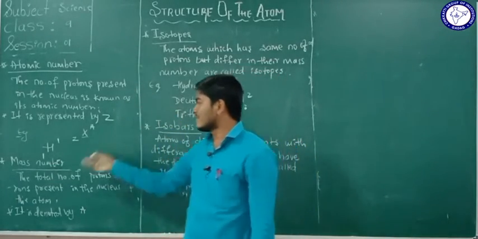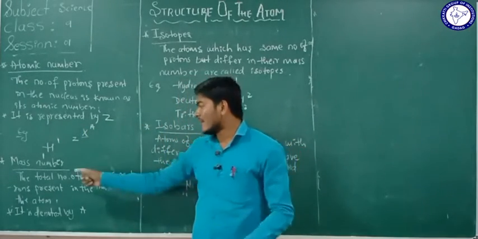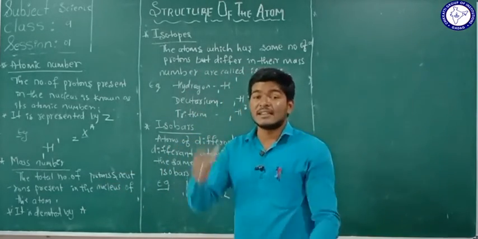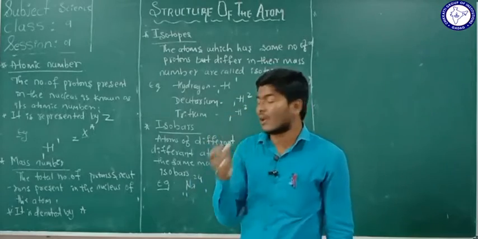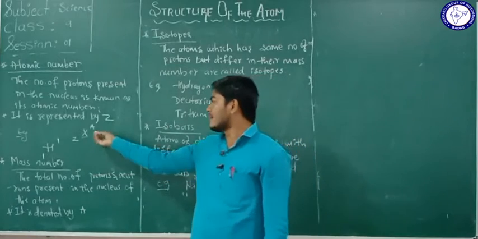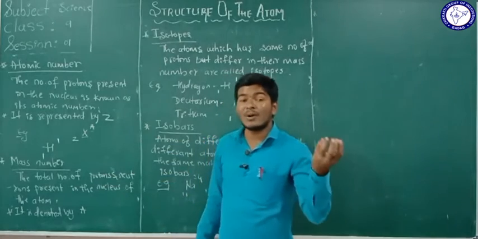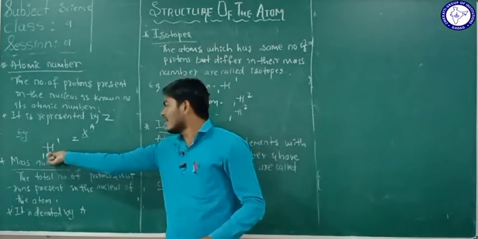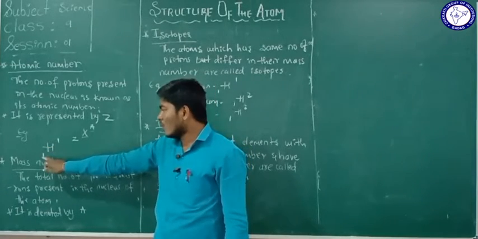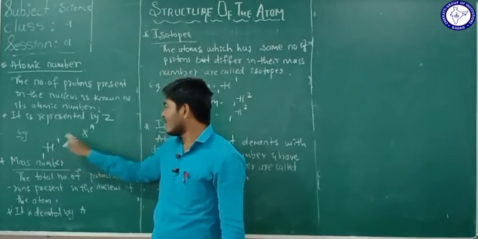Next it is mass number. I said that A represents the mass number. What is mass number? The total number of protons and neutrons present in the nucleus is known as the mass number, and it is represented by the letter A. The X is the symbol of the element. Here I am taking H, the symbol of hydrogen. So in 1H1, one number represents the atomic number and the other represents the mass number.